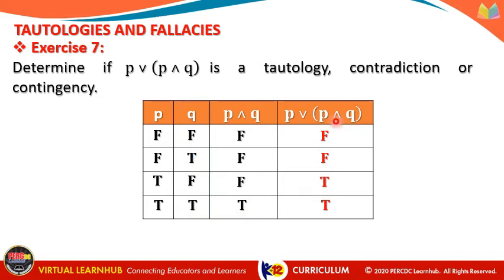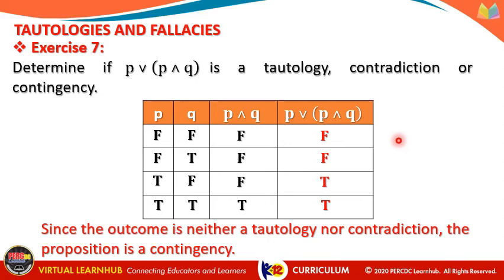By observing what we got, as you can see here, this is neither a tautology because our truth values are not all true. This is also not a contradiction because it's not always false. Since this is neither a tautology nor a contradiction, what we have is a contingency. In short, if the truth values are combinations of false and true, not purely false or purely true, then what we have is a contingency. All right, I hope everything is clear so far.